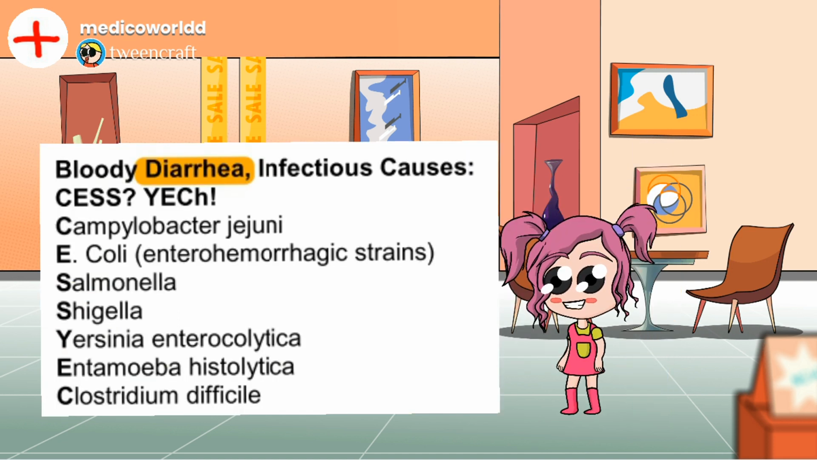Now, diarrhea associated with blood. Mainly the causes are the infectious ones. Infectious causes for bloody diarrhea you can remember as CESSYEC. C for Campylobacter jejuni, E for E. coli, meaning enterohemorrhagic strains, S for Salmonella, S for Shigella, Y for Yersinia enterocolitica, E for Entamoeba histolytica, and C for Clostridium difficile.